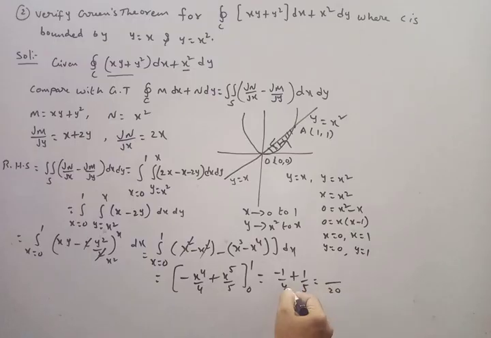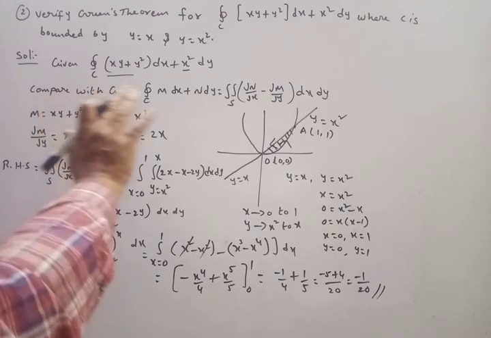LCM is 20, no? So minus x cube plus x power 4 I am getting. So LCM is how much? 20 minus 5 plus 4. So that will give you minus 1 by 20. This is the value of RHS. Understand? So we calculated the right side value, minus 1 by 20.